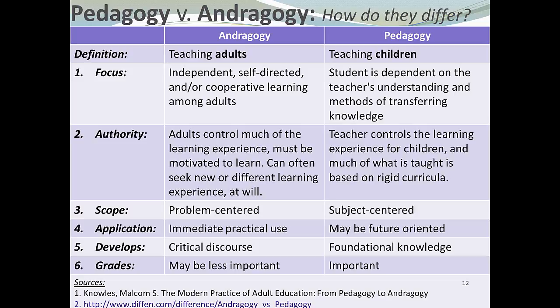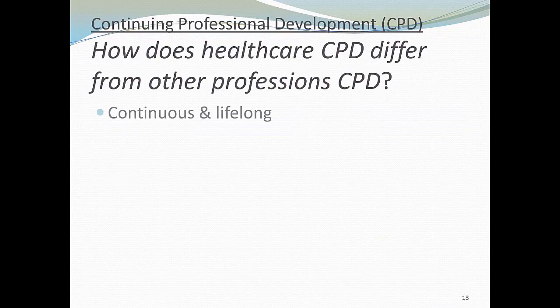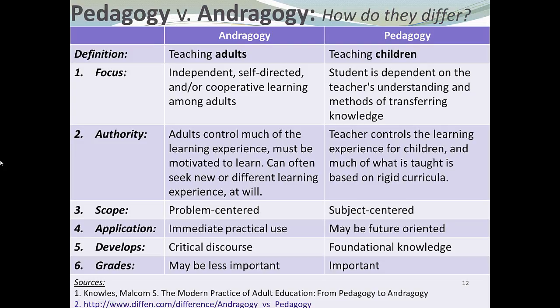And then grades, the extrinsic motivation of grades may be less important for adults compared to the problem-centeredness and the applicability of the learning. I have a question. Why wouldn't it be the other way around? Because for example, and again, I'm not a physician, so I don't pretend to be, what about learning a procedure? Wouldn't that be considered important, or how do you define important in terms of that aspect?